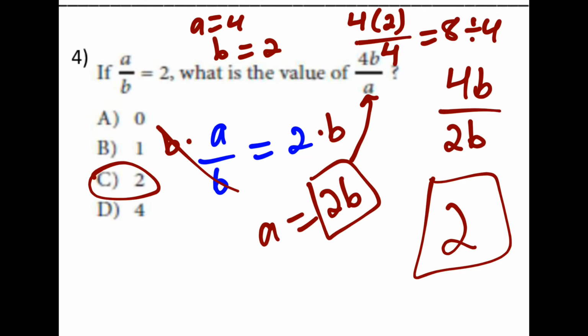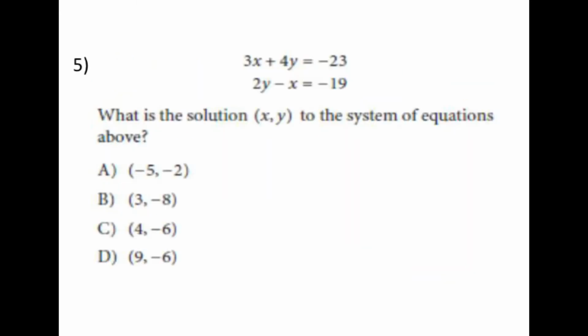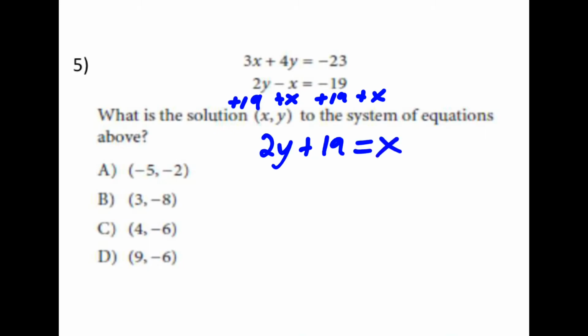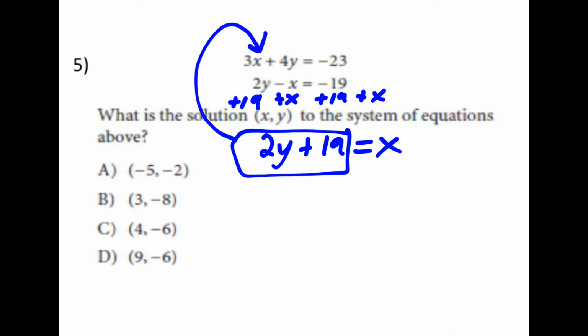Number 5 is a straight systems problem, not a word problem, no interpretation, just solving it by substitution or elimination. Substitution would probably deal with this bottom equation. I might add x to both sides and add 19 to both sides. If I did so, I'd end up with 2y plus 19 is equal to x. And then I could take this whole thing and plug it into the top equation for x.